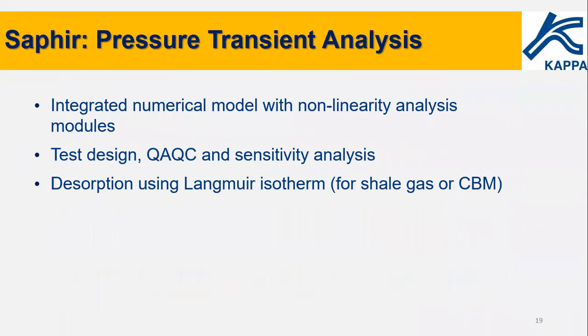Whenever we talk about shale gas or CBM, you must have heard about the process called desorption. So we have included this, and we have the Langmuir isotherm for this. We have test design, QAQC and sensitivity analysis. QAQC is one of the strongest parts of KAPPA. It gives you an option where you can delete some noise, remove background noise, and fine tune your data. You can always do it.